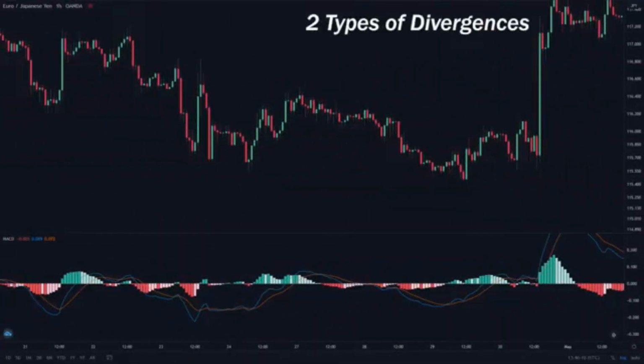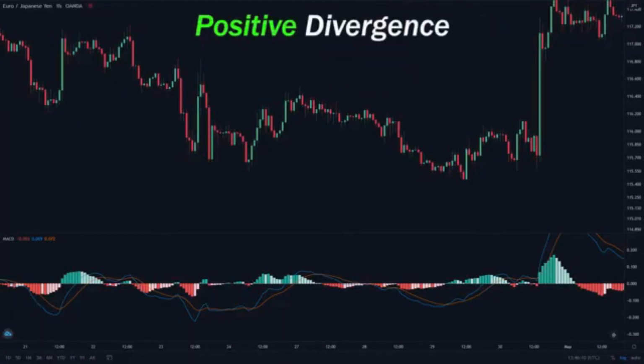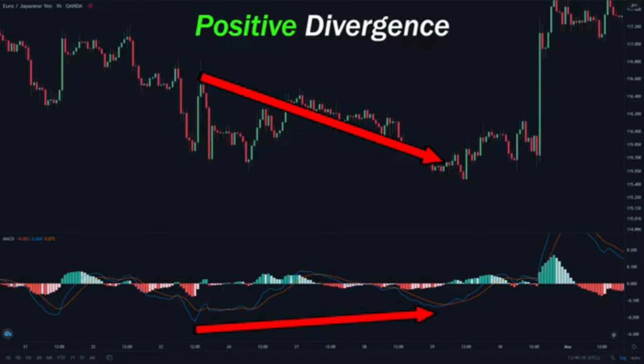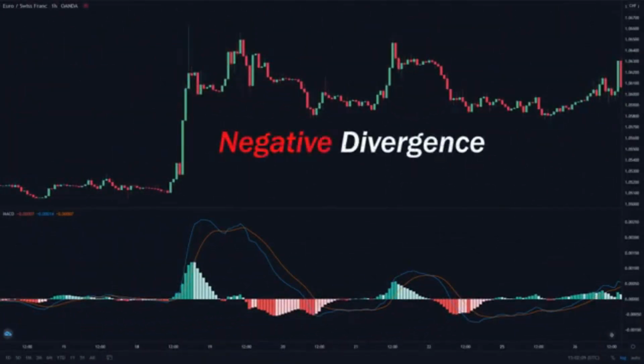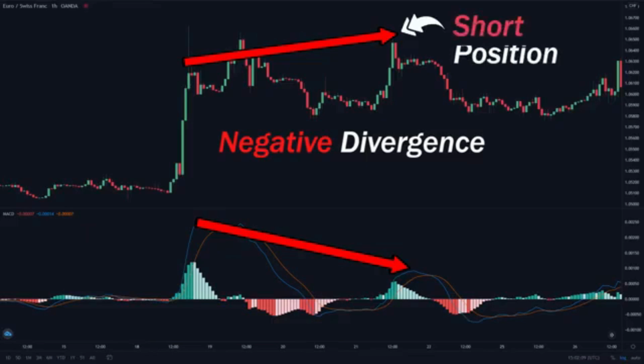There are two types of divergences: a positive divergence and a negative divergence. A positive divergence is when the price is moving lower and forming lower lows, but instead, the indicator is forming higher highs and showing bullish signals. So if you detect a positive divergence, it means you are looking to take long positions. Similarly, a negative divergence is when the price is moving higher and forming higher highs, but the indicator is instead forming lower lows and showing bearish signals. So, if you detect a negative divergence, it means you are looking to take short positions.